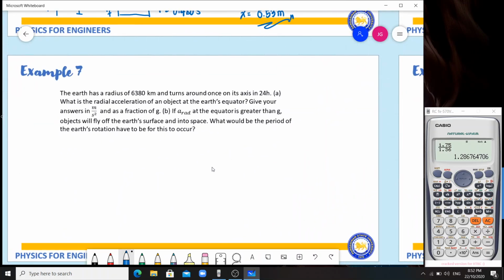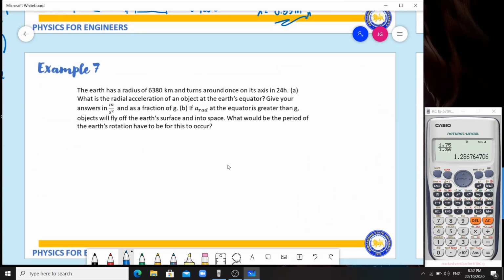Ayan. The Earth has a radius of 6,380 kilometer and turns around once on its axis in 24 hours. Okay. So, what is the radial acceleration of an object at Earth's equator? Give your answers in meter per second squared and as a fraction of g. Yan. So, ito ay pasok dun sa topic natin na uniform circular motion.